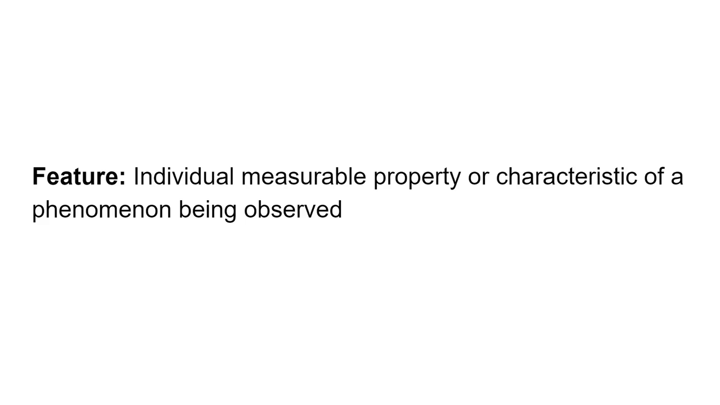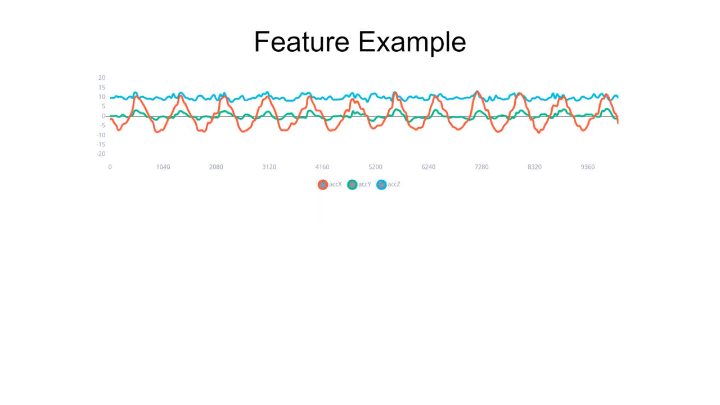At this point, you may be wondering, what is a feature? For machine learning, a feature is an individual measurable property or characteristic of a phenomenon being observed. Let's start with a simple example.